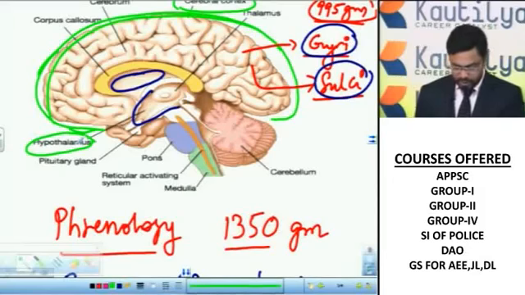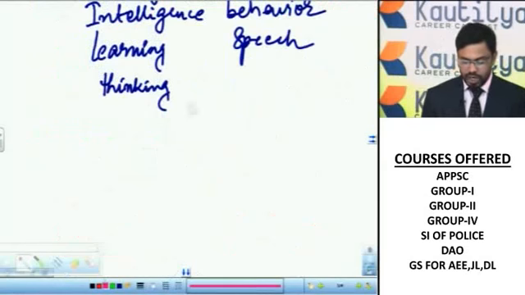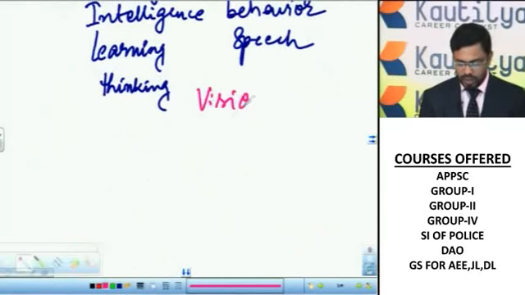And next, corpora quadrigemina. This is in the midbrain. The corpora quadrigemina controls vision and hearing.